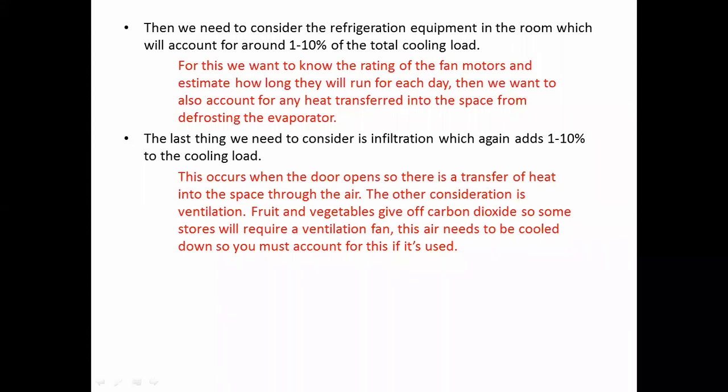Okay. So I believe you have completed this. So now we are going to solve a problem regarding the cold storage. So write this question. You have to solve this with me.